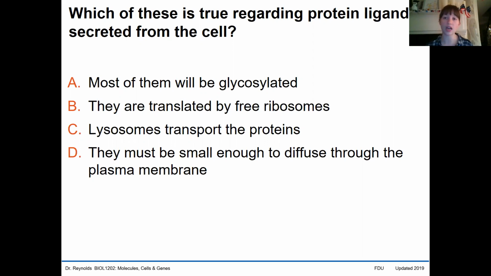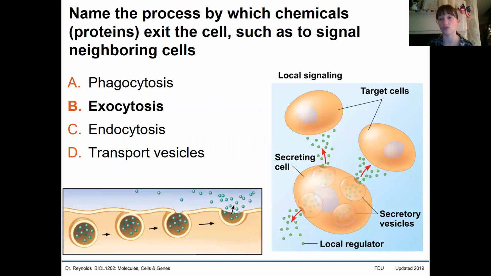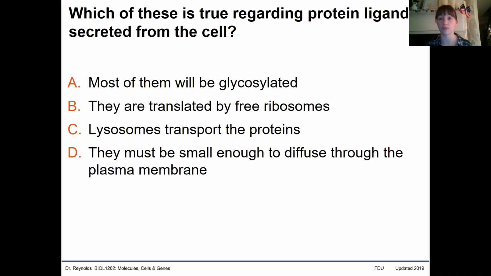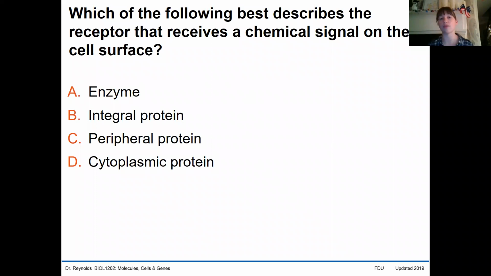Well, if you recognize the process of exocytosis as being very similar to the endomembrane trafficking system, you might also recall that proteins which traffic through that endomembrane system to the plasma membrane are glycoproteins. So we would say that these are glycosylated. And which of the following best describes the receptor that receives a chemical signal on the cell surface? Yes, it's probably going to be glycosylated, but let's think about that protein and how we can better describe it.